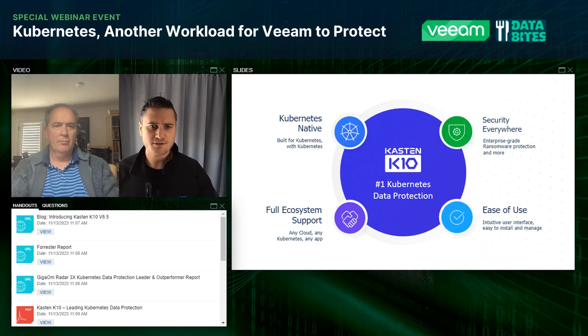There are a number of offerings out there. There's an open source solution, but it doesn't necessarily support immutability, and obviously there's no support to call in the event that you are hit with ransomware. Having that support and that assurance is a key differentiator for Kasten by Veeam.